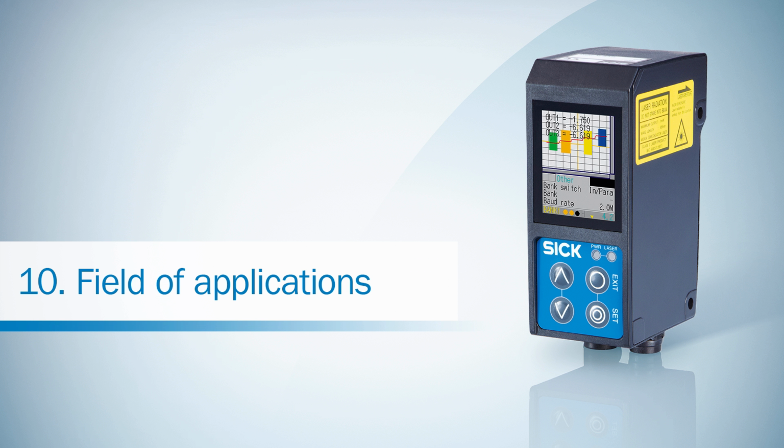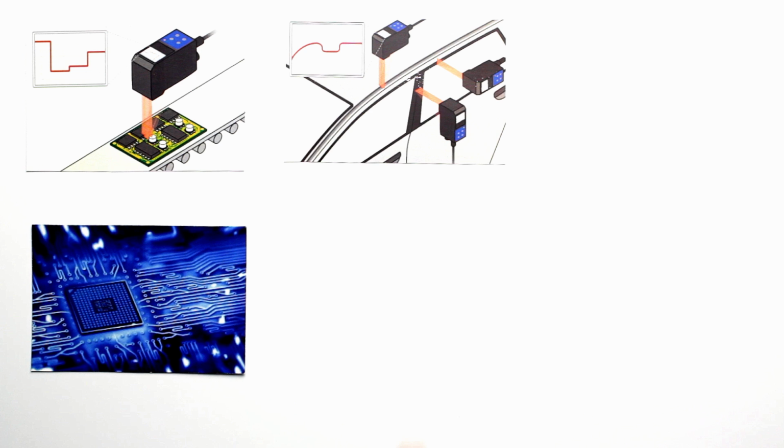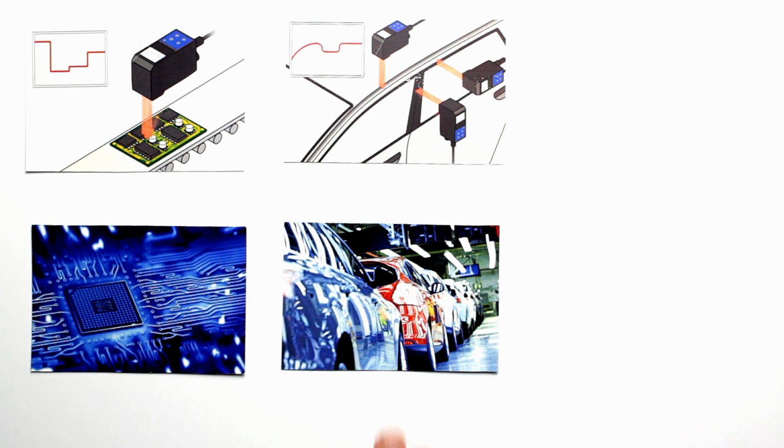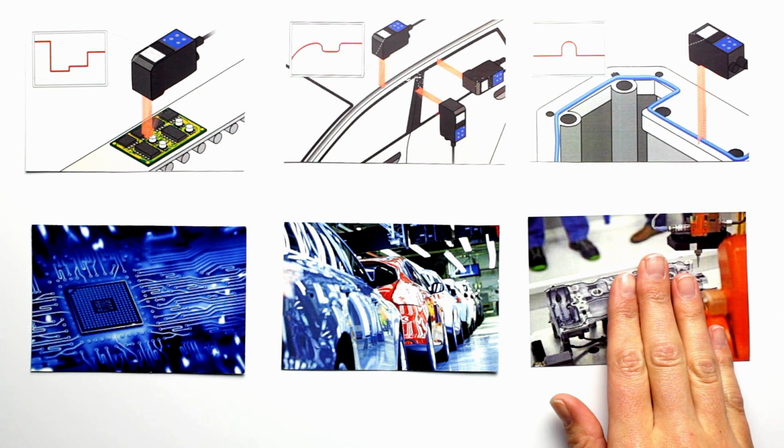The Profiler 2 offers a wide field of applications. Profiler 2 can be used to check the heights and length of assembled PCBs in the electronic industry or for multiple edge and door gap inspection in the automotive industry. Another application example is the control of glue in the robotics industry.